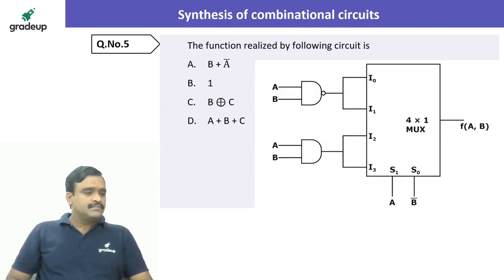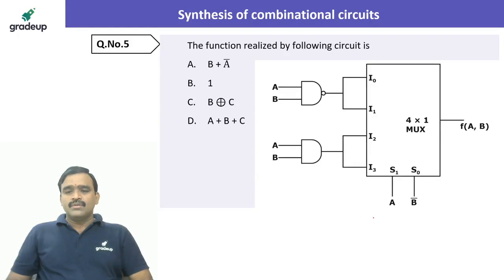Fifth question. The function realized by the following circuit is. Now you observe carefully. The selection lines are one is A, the other is B bar. This is not B, this is B bar. So accordingly, we have to opt for the answer. Understood?